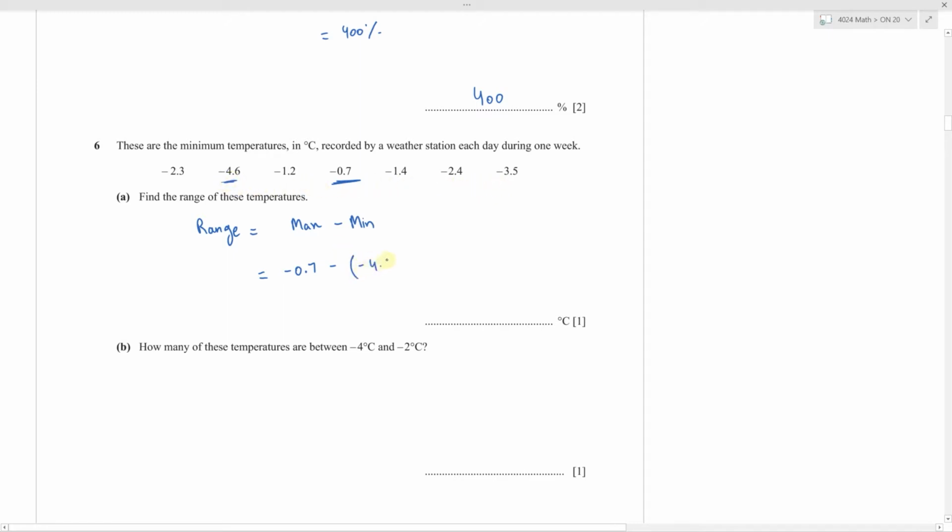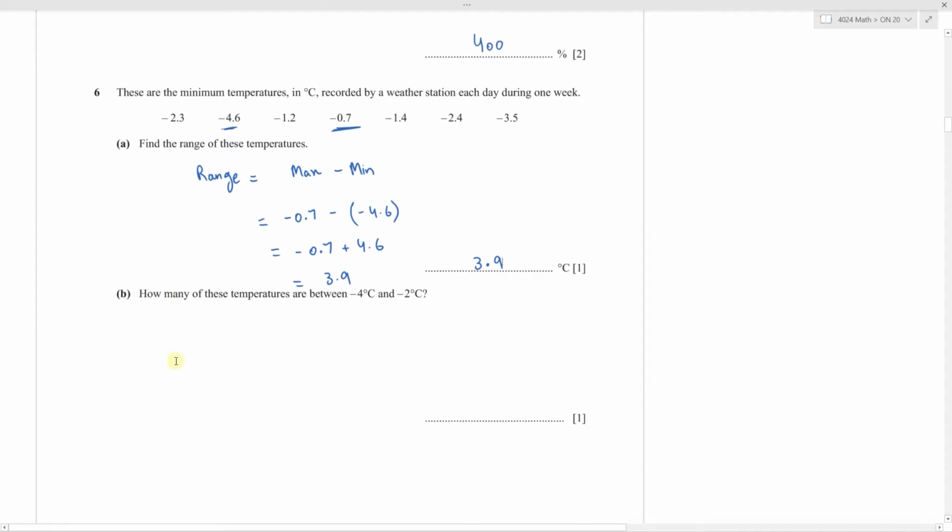So minus 4.6. So this will be minus 0.7 plus 4.6. So 4.6 minus 0.7 will be 3.9. So your range is 3.9 degrees Celsius. The next part is how many of these temperatures are between -4 and -2 degrees Celsius?